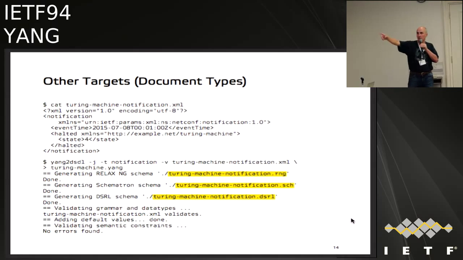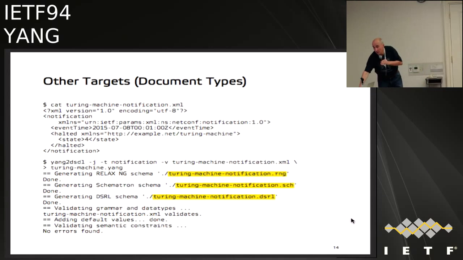And so as you can see, the Yang to DSDL script produces 3 new schemas that can be used for validating notifications. And this time it does the validation at the same time. So again, no errors are found, and the validation procedure is exactly the same as before.